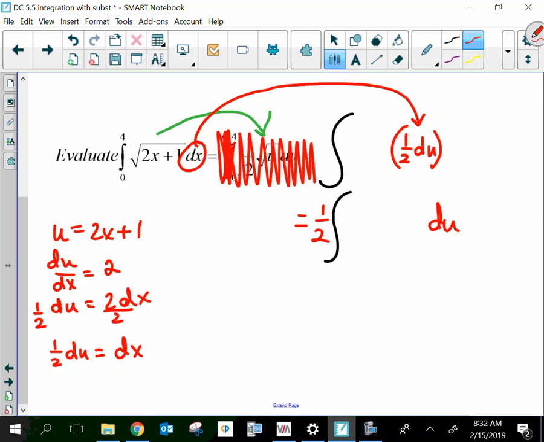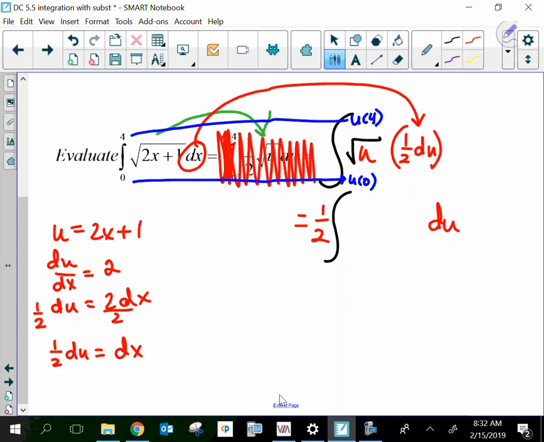Now, what do I have left inside this? The dx is gone. What do I have left? Radical u. Everything that's been replaced is in red. The black is what's left. Now, the last thing I need to worry about is this guy. This is no longer 0. It's u of 0. And this is no longer 4. It's u of 4.